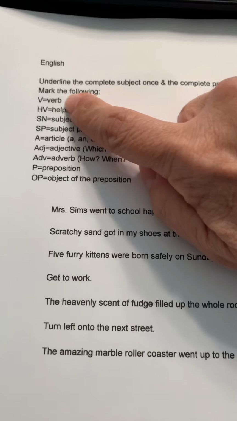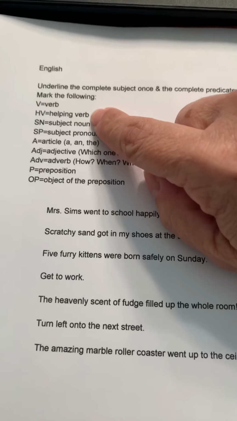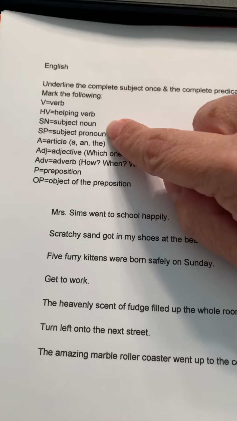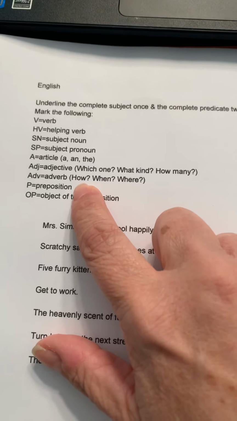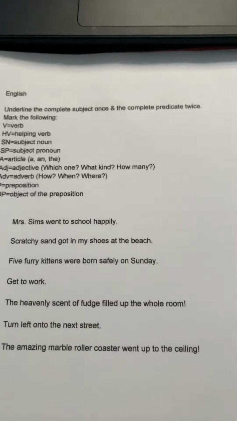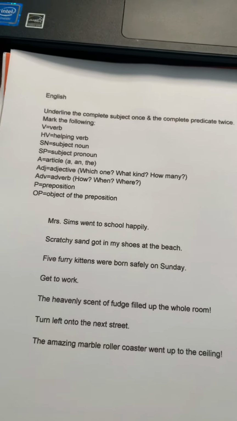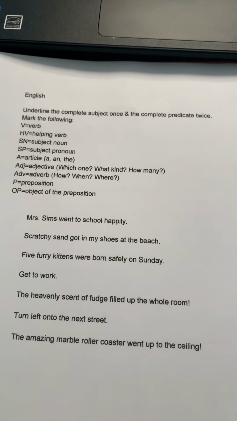So just to review, V for verb, every sentence will have a verb. Some will have a helping verb. Every sentence has a subject, either subject noun or subject pronoun. Then A is for article, ADJ for adjective, ADV adverb, and then we'll add preposition and object of the preposition. And of course, you remember that we are underlining the complete subject once and the complete predicate twice.